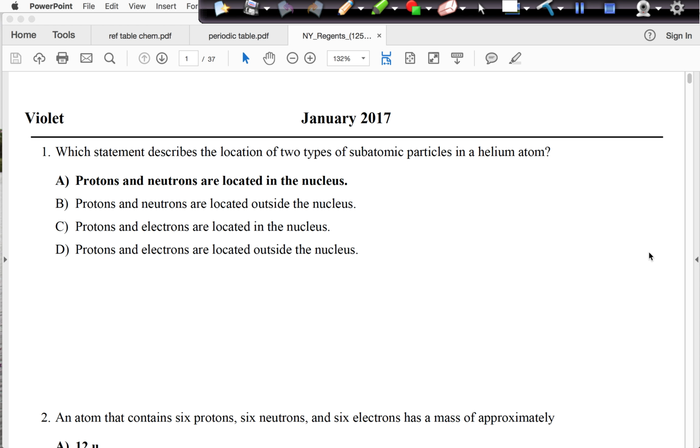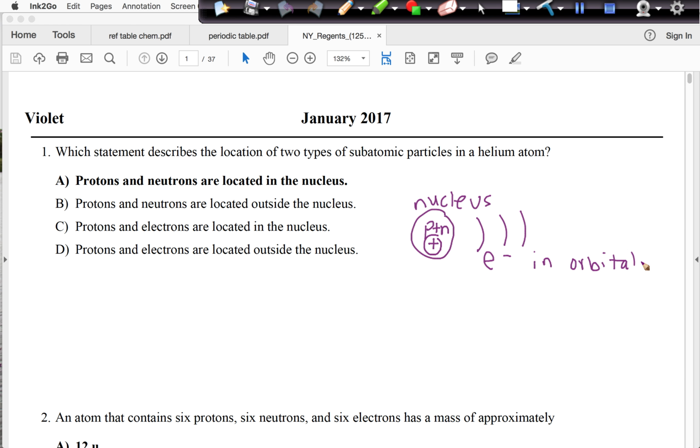So to start off, for the January 2017 Regents, looking at question number 1, in class we called it the Violet exam, and it says, which statement describes the location of two types of subatomic particles in the helium atom? And remember that when we talked about the atom, we said that in the nucleus, we have the protons and the neutrons. Remember that the protons are positive, the neutrons are neutral, so that makes the nucleus have an overall positive charge. We said that the electrons were outside the nucleus in orbitals.